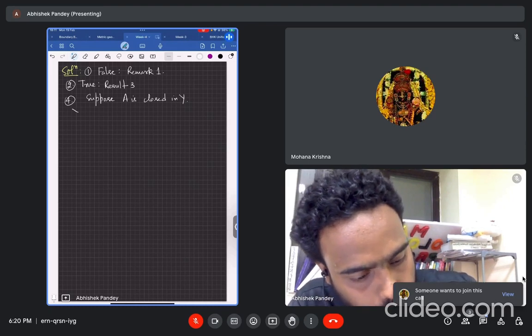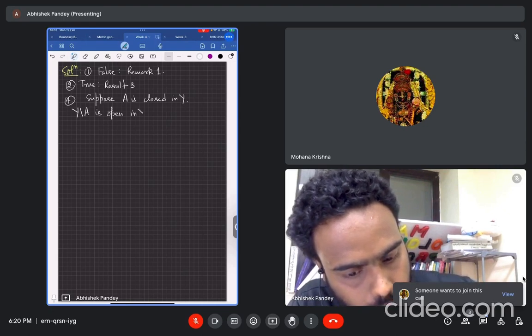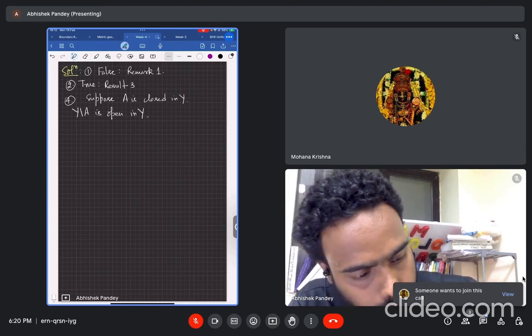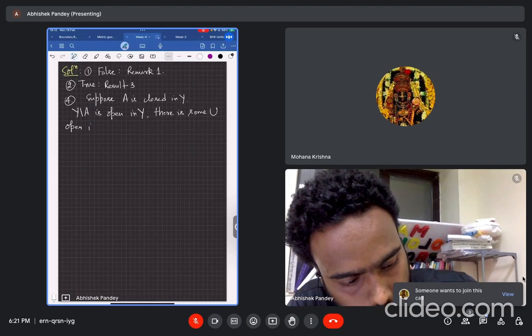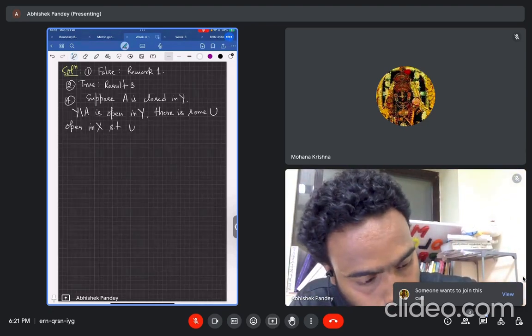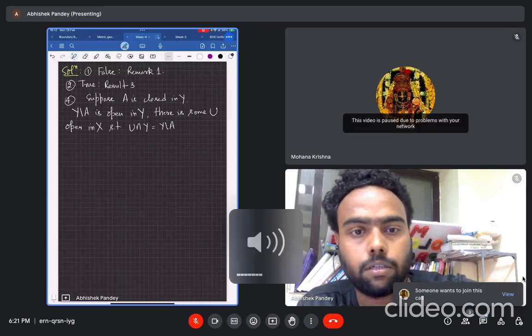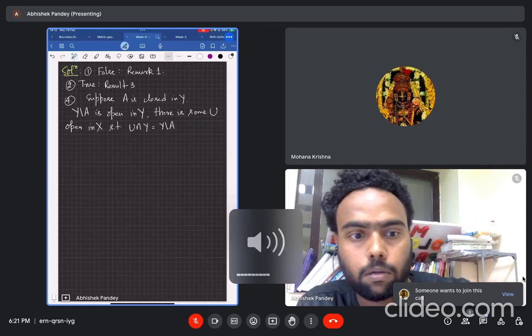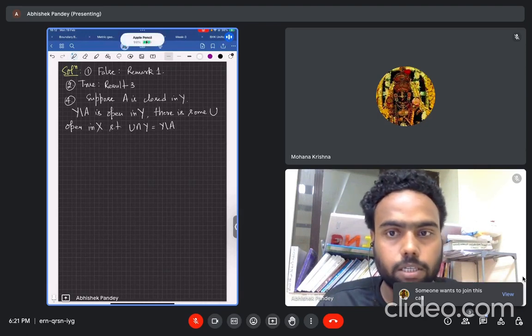That is, Y minus A is open in Y. Okay, so that is, there is some U open in X such that U intersection Y is nothing but Y minus A. Is it clear? I hope it is clear.